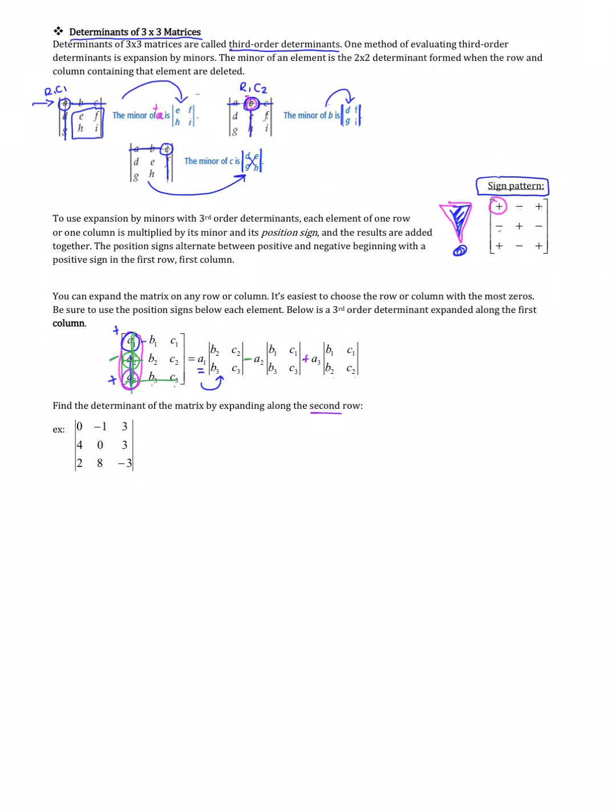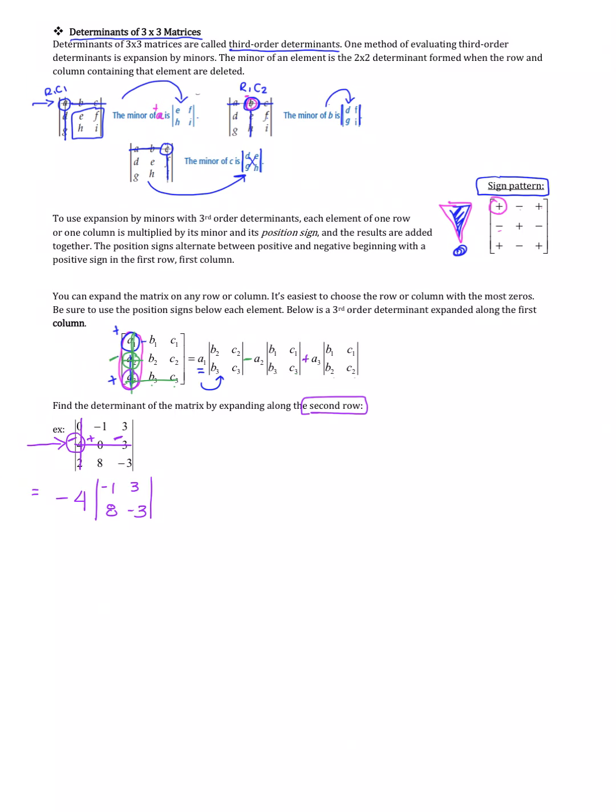We are going to expand across the second row. So here is the second row. There is a minus, a plus, and a minus sitting behind those numbers. So what I would do, I'm going to start with the -4, and that's going to get multiplied by the matrix that results from when I cross out its row and its column. So this is -1, 3, 8, -3.